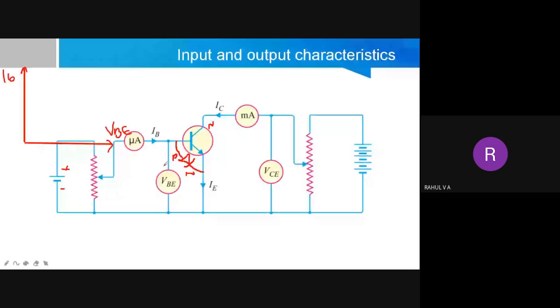So how was the diode forward characteristics? It was something like this. So the input characteristics of a transistor in common emitter configuration and the forward characteristics of a PN junction diode are the same.